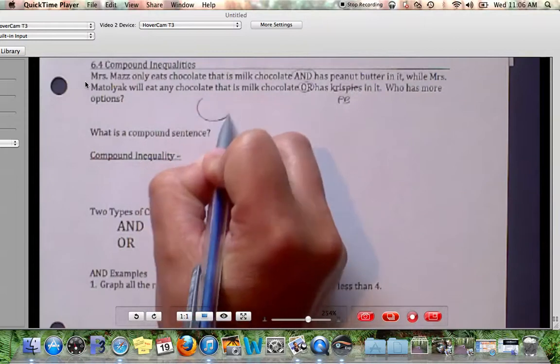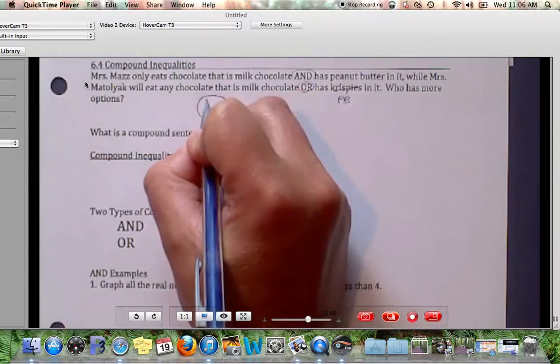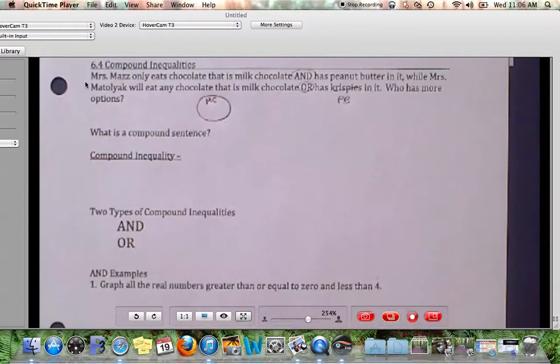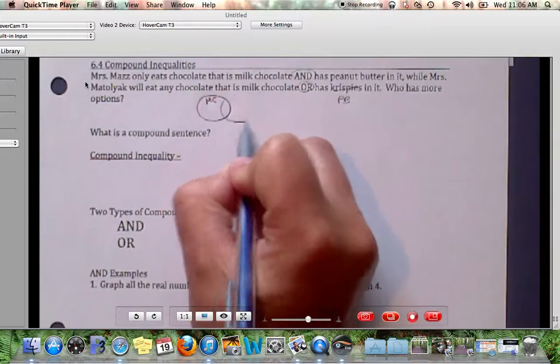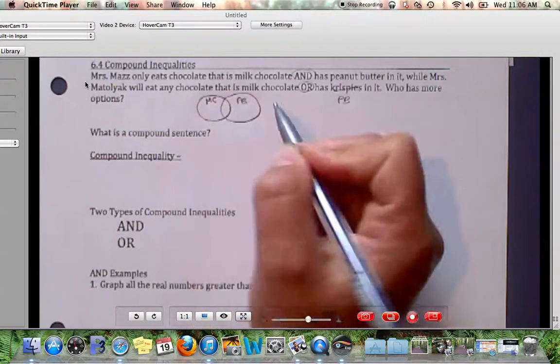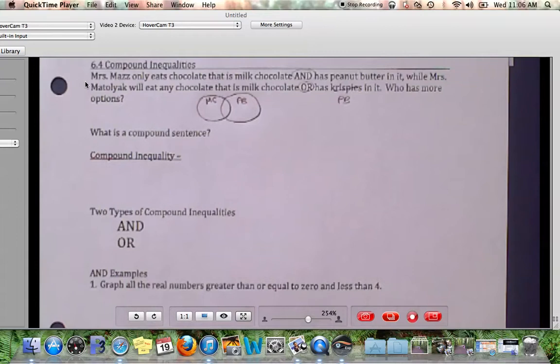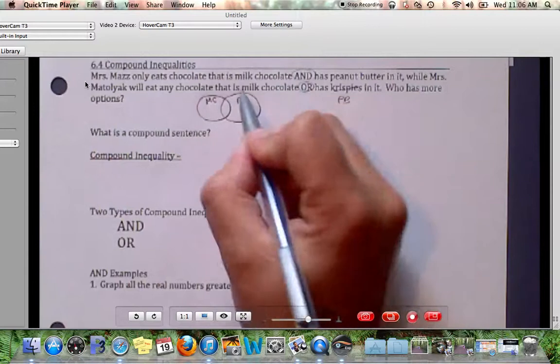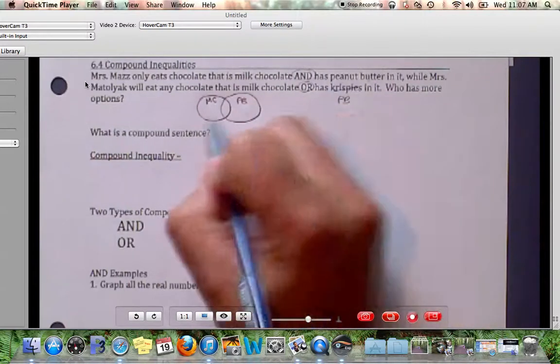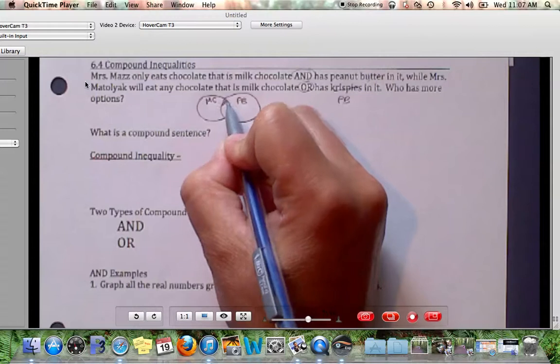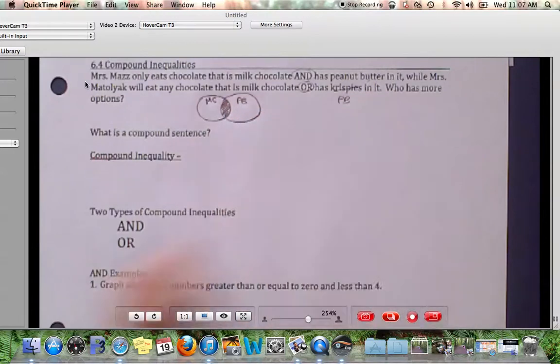We've got all of the milk chocolate candy bars in the world, represented by this circle. Then we have all of the peanut butter candy bars in the world considered here. Now, Mrs. Maz will only eat chocolate that is milk chocolate and has peanut butter. This is called a Venn diagram. So this is only what I will eat. I will only eat these candies that have milk chocolate and peanut butter in them. So that's my spot there.